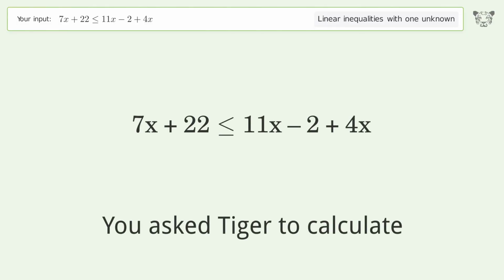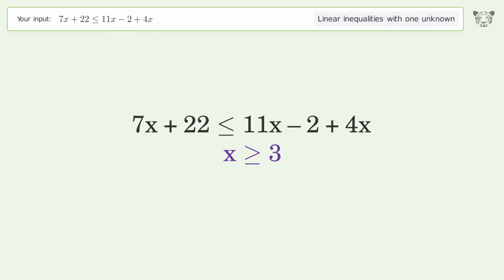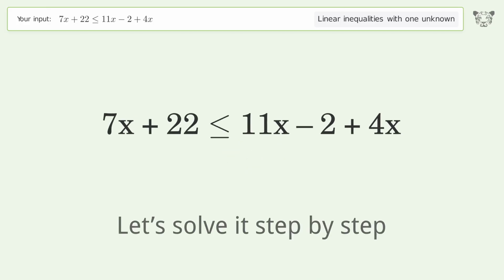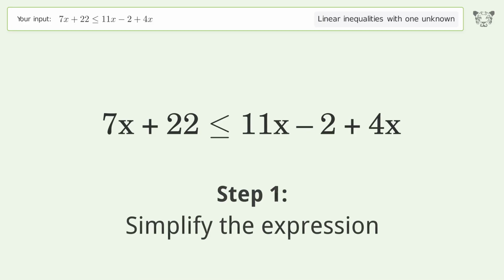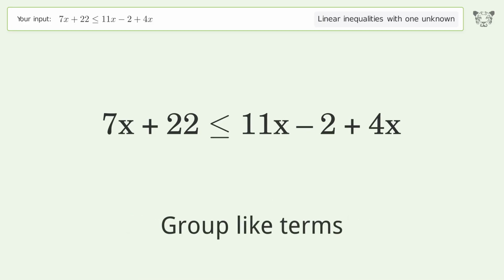You ask Tiger to calculate. This deals with linear inequalities with one unknown. The final result is x equal or greater than 3. Let's solve it step by step. Simplify the expression. Group like terms.